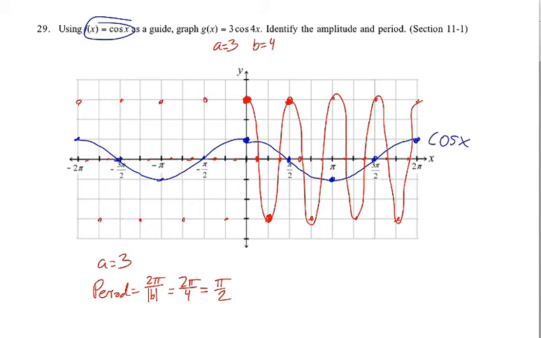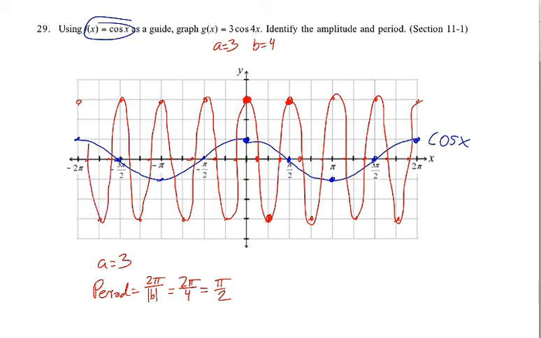Again, it's still got the same amplitude of 3. The period is just 4 times shorter. That's where that 4 comes from. Again, try to make it as smooth as possible. Mine's not perfect, but try to make it obvious that it's a wave, that it's not perfectly straight lines.